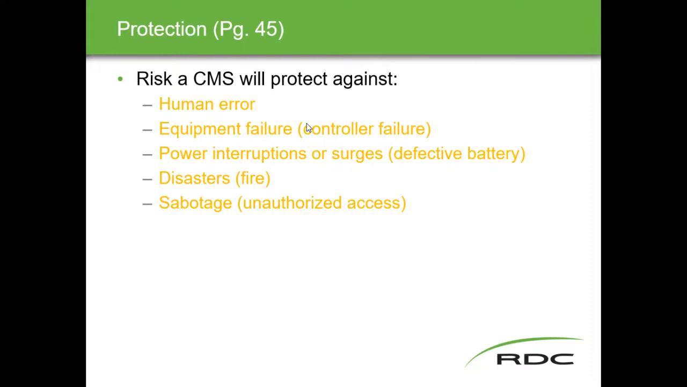Okay, a change management system basically is there to mitigate risks, and is designed to protect against human error, so your mistakes, equipment failure, power interruptions, disasters, sabotage. All these things are considerable dangers to a facility.